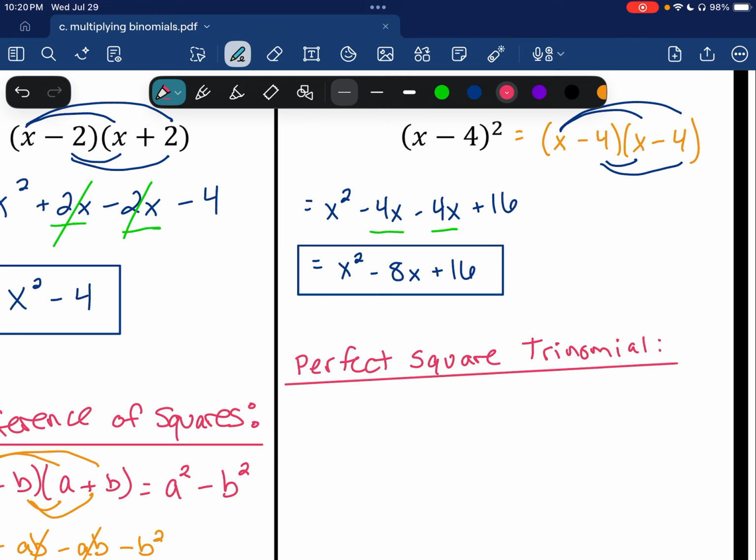So if it's positive, a plus b squared will expand to a squared plus 2ab, because we end up with two of the same middle term, plus b squared. Now this b squared is always going to be positive, because no matter if it was plus b or minus b in the original binomial, we've got the same sign being multiplied by itself. That always results in a positive number.